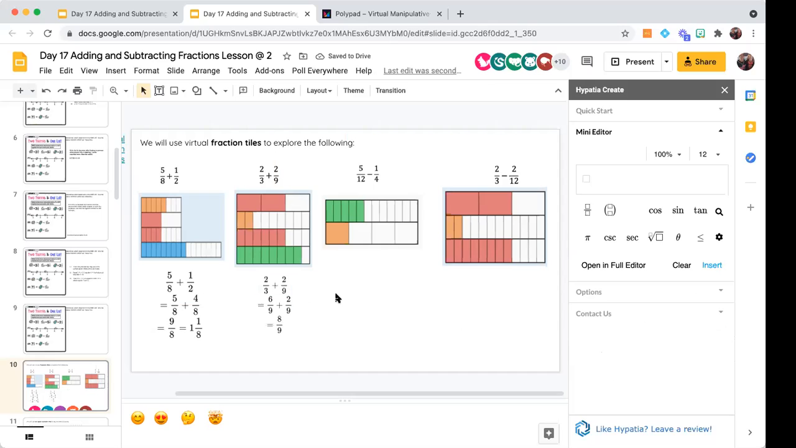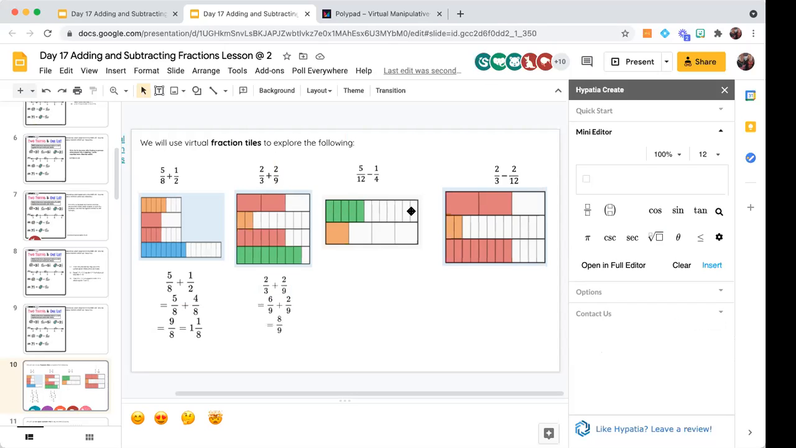All right. Now I have 5/12 minus 1/4. Well, we know when we have subtraction, it means to take away. So I have on our board here 5/12. So if we count, in our whole, I have 5/12.